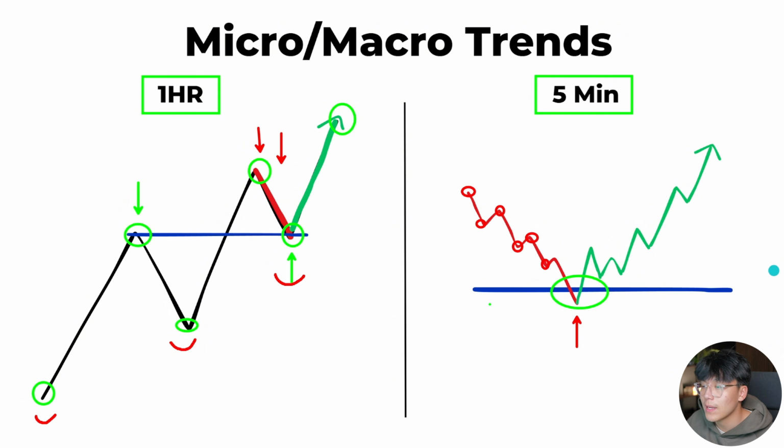When price taps back into our higher time frame break and retest level, we're now going to look for signs that price is going to flip back bullish on the lower time frames. So we know that the higher time frames are bullish and we have a mini downtrend on the lower time frames. We're going to look for a change of character on the lower time frames to now flip back bullish.